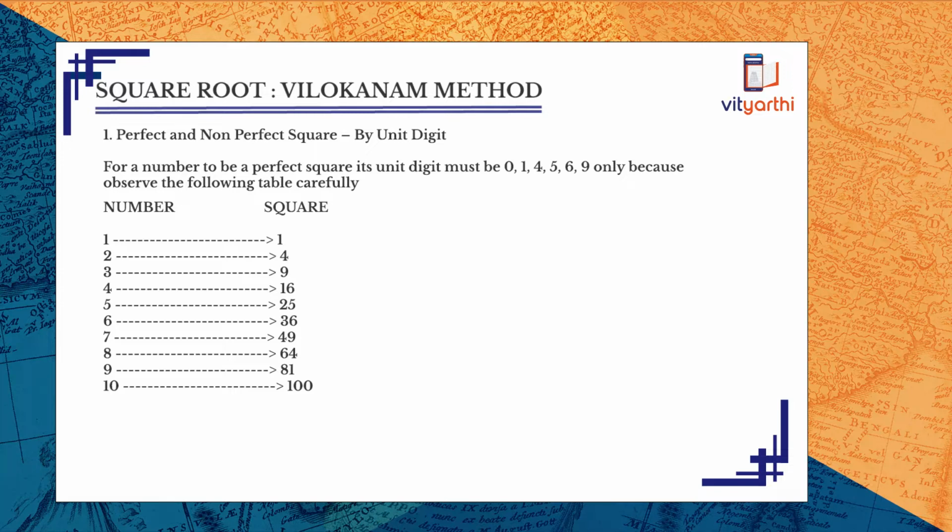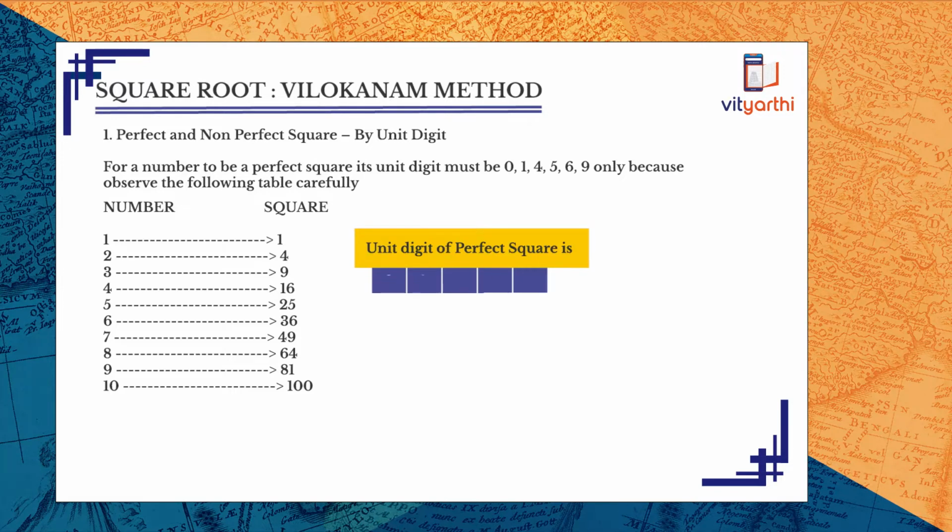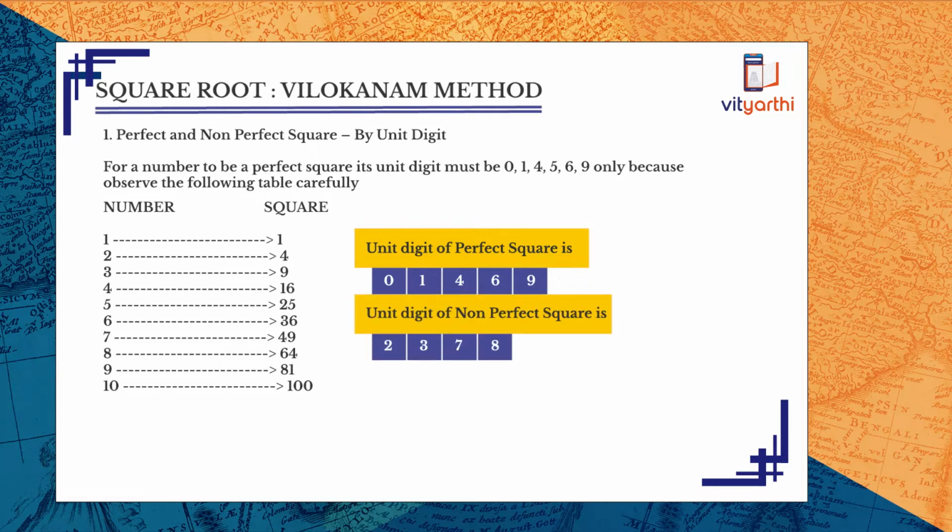So we can say that if the number contains either 0, 1, 4, 6 or 9 in the unit place, these squares will be known as perfect square. If unit digit of the number is 2, 3, 7 or 8, these squares will be known as non-perfect square.